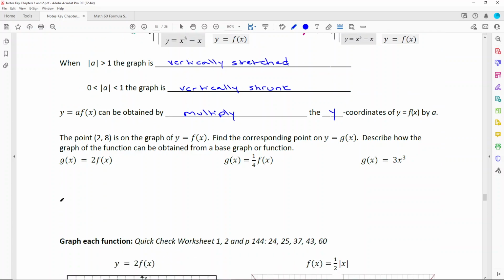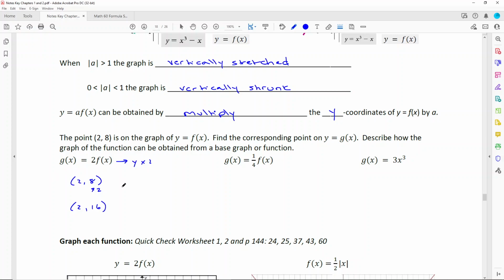So for example, with this one, if I have a point (2, 8) on my original function, on my base graph, and I want to find the corresponding point on my transformed function g of x, what would it look like? Well, g of x is equal to 2 times f of x. This is going to multiply my y value by 2. So I'm going to take my y value, multiply by 2, and my new point would be simply (2, 16). I'm vertically stretching it.